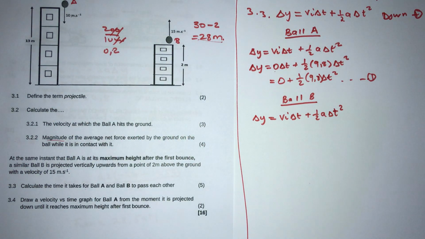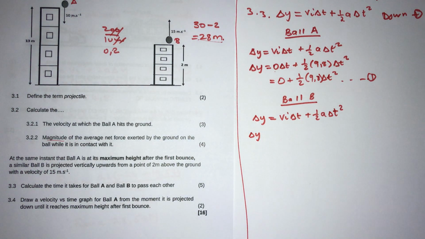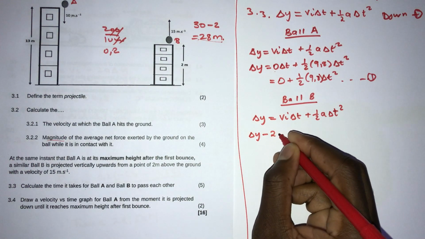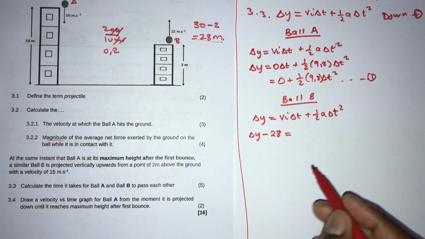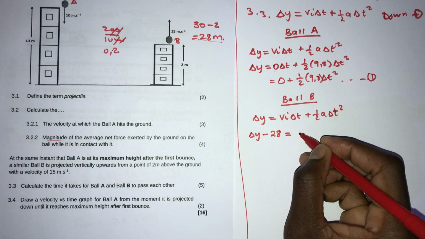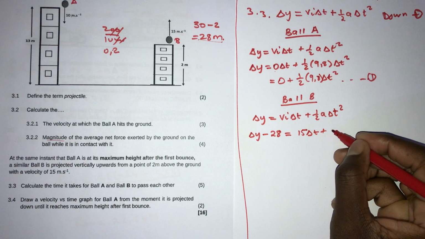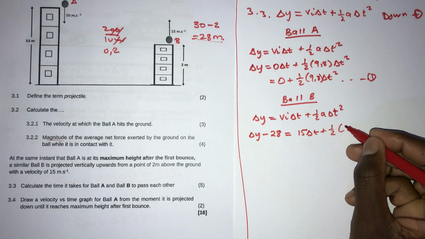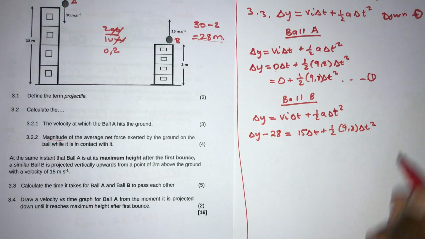So now let's say we take the distance where they're going to meet, since we don't know, and then we subtract 28 meters. That's where ball B was. And then the initial velocity of ball B, it was what? It was 15, change in time, plus 1/2, 9.8, the change in time squared. But let's check something else.